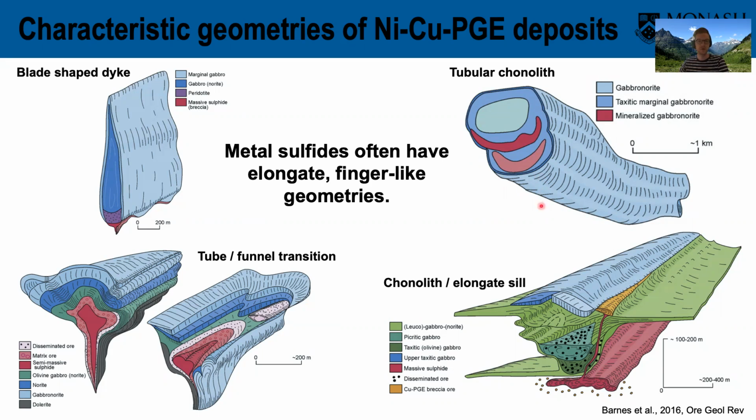The elongate intrusions I'm going to talk about in this presentation are a potential equivalent to these tubular chonoliths. So understanding their emplacement mechanism may also further our knowledge on the formation of tubular intrusions and our ability to explore for them.